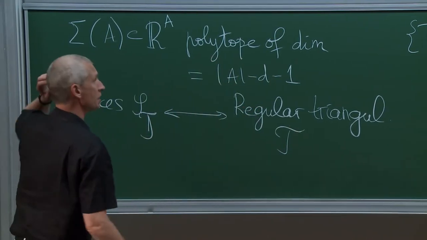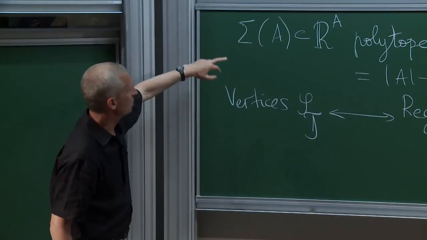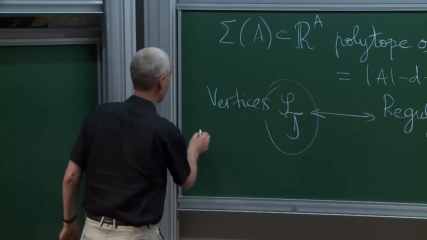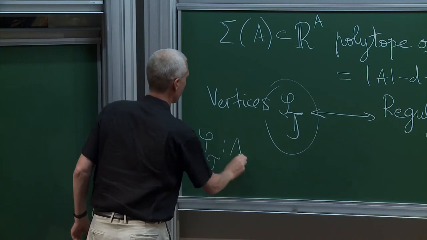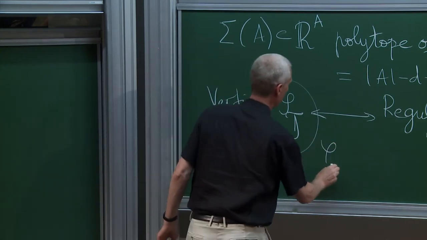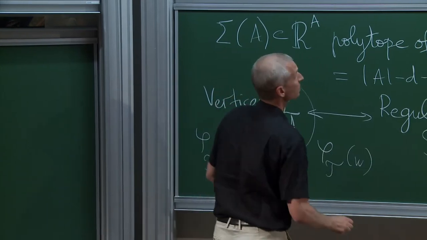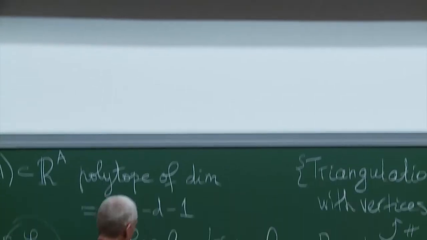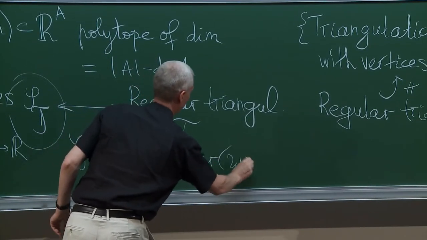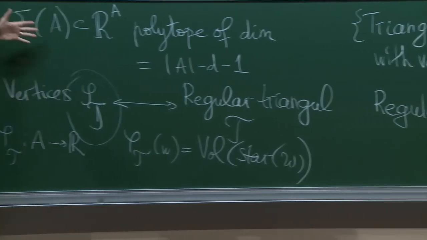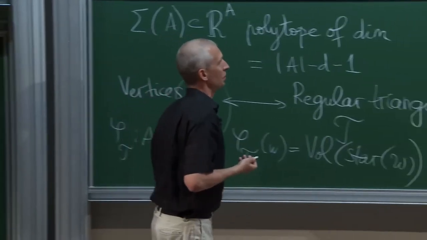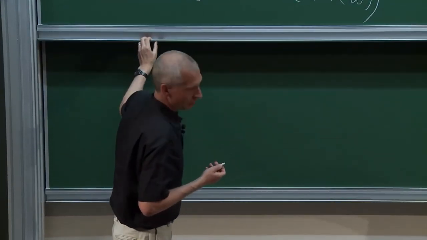So it's not a definition, it's a reminder. This is a certain particular function, a function from A to R. I can write it: phi T is a function from A to R, and phi T of a point w is the sum of the volumes of the simplices of the star of w in the triangulation, equal to the volume of the star of w. That's the definition, and the theorem is that all those points are actually vertices of some convex polytope, which a priori it's not clear why they are.